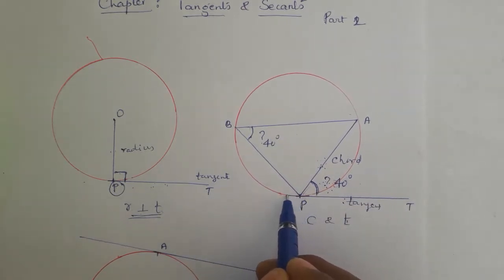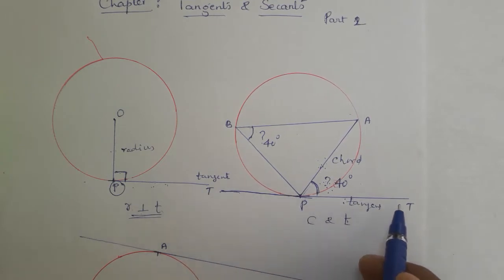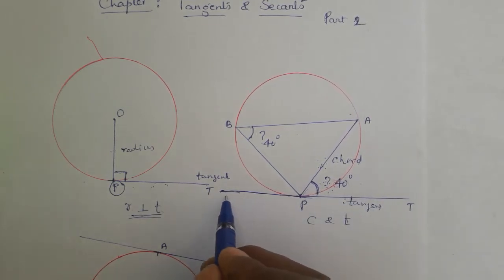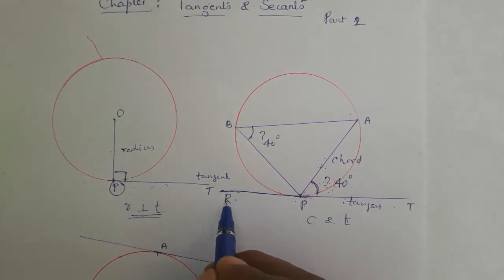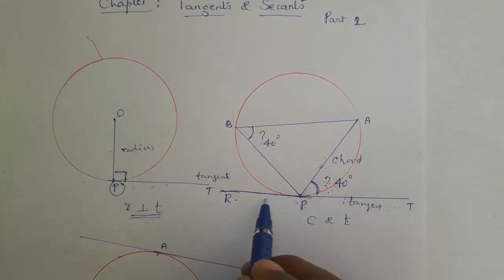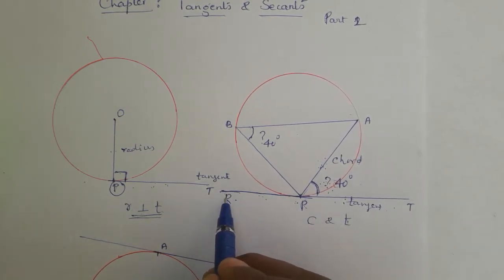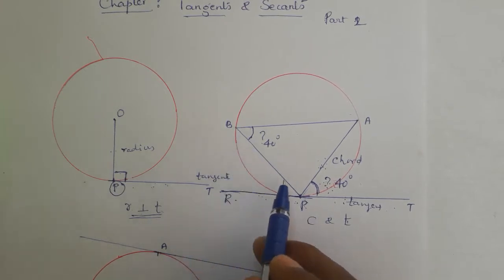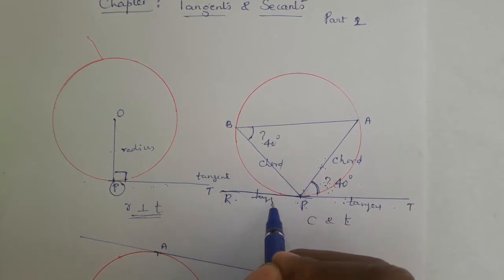If you extend this PT on the left-hand side, it still does not meet the circle at one more point, therefore it is still a tangent. PT is still a tangent. We mark R here. So PT is also a tangent, and PR is also a tangent. PR and PT are both tangents lying in the same line, but they are different tangents. Now RP is the tangent, right? BP is what? A chord. BP is a chord. This is the tangent, and this is the chord.